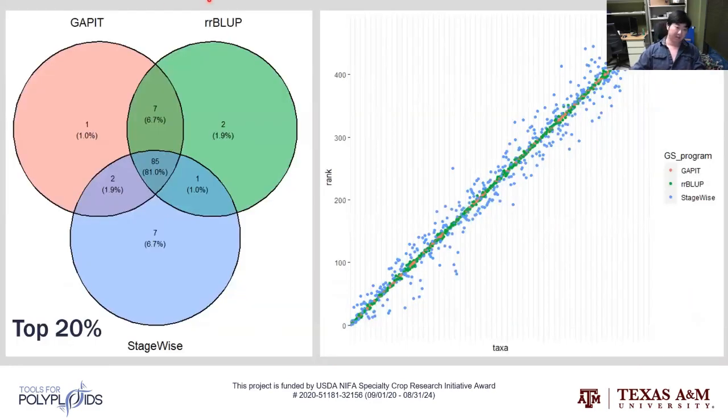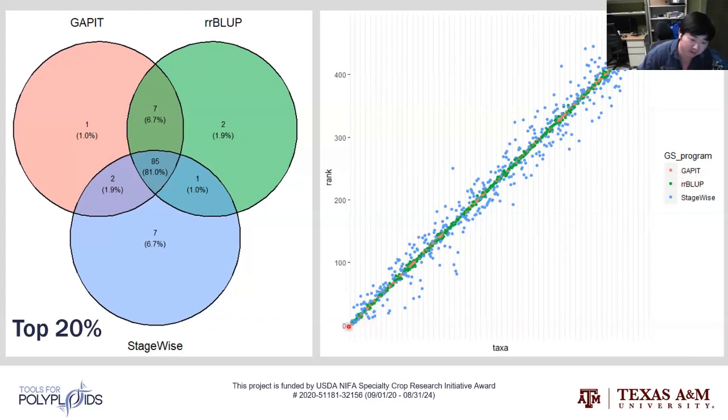So what I did to compare the 3 different software is I took the top 20% from GAPIT, from RBLUP, and from stage-wise, and what we see here is 81%, or 85 individuals, are the same. This plot over here to the right is just another way to look at this Venn diagram over here.